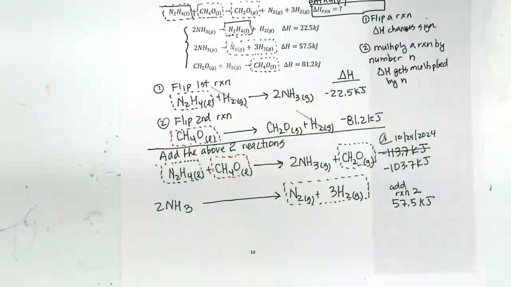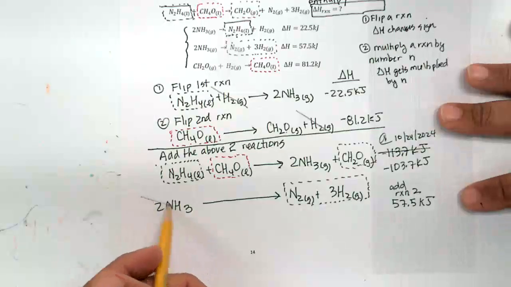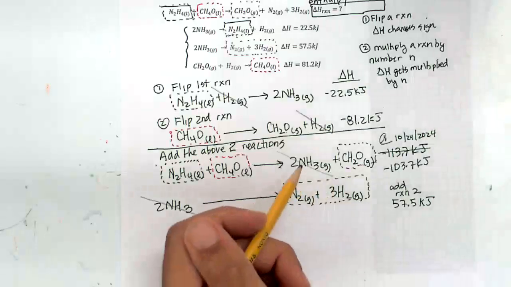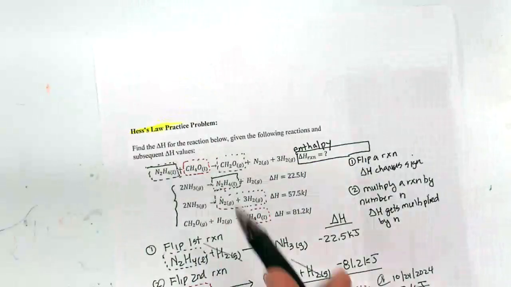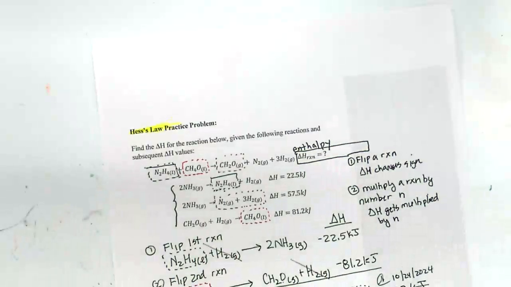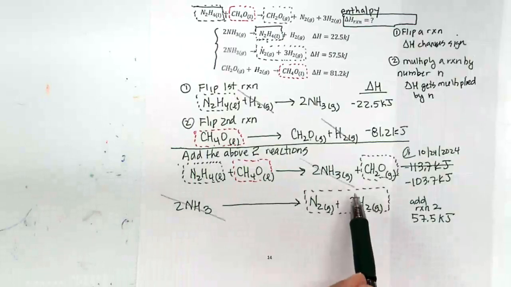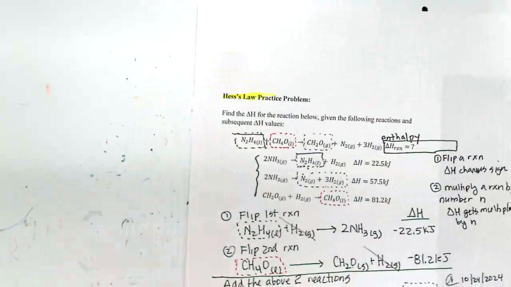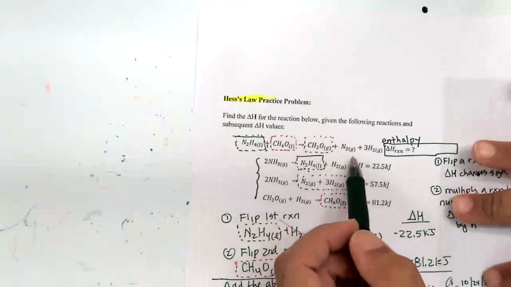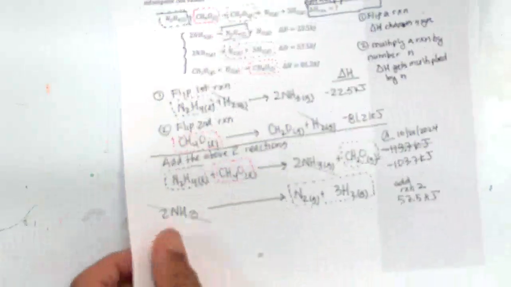Okay, so what cancels out here? This 2NH3 will cancel out with the 2NH3 there. And then we're left with N2H4 plus CH4O goes to CH2O plus N2 plus 3H2.